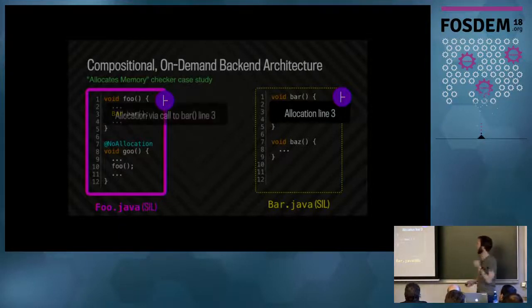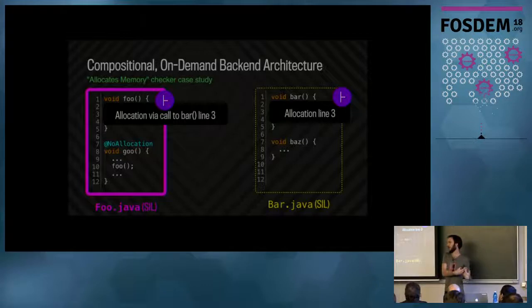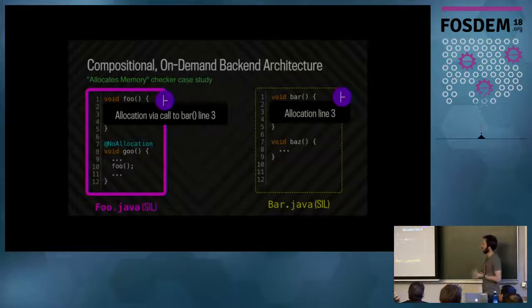So we come back to foo. And now we know that foo also allocates memory, and we record the reason why we think it allocates memory, and that's because it calls bar on line 3. We record the reason why there's a bug because when we report later, it's going to be very important that we give some idea of why there's a bug to the user.